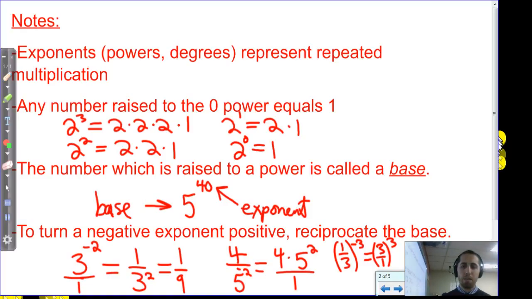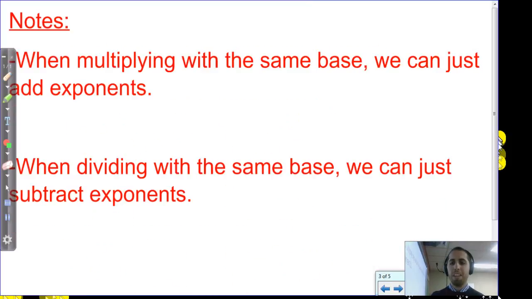So there we go. Those are the first set of notes. Just 2 more that we have to talk about are a little bit more simple. Oh, I'm sorry for that, but I hope this is going to work even though my Smart Notebook is frozen. When multiplying with the same base, we can just add exponents.